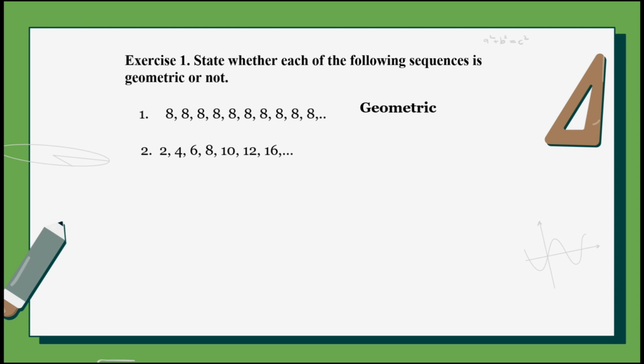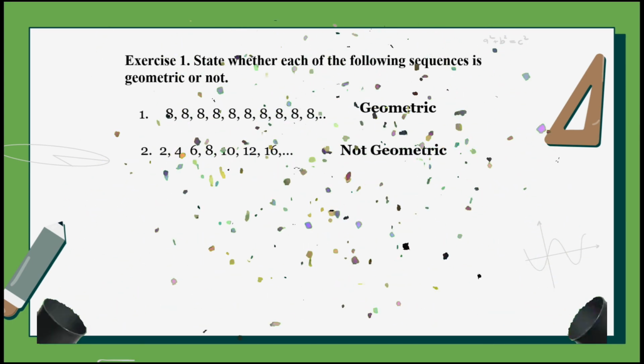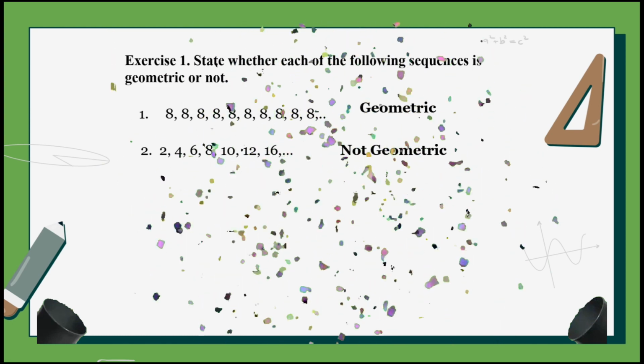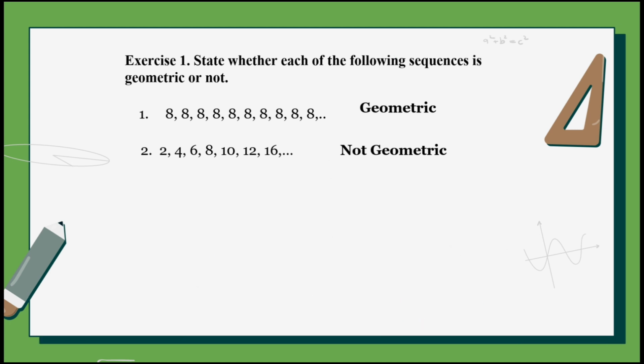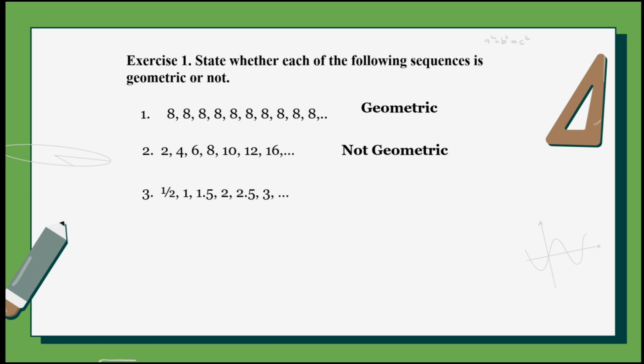Number 2. 2, 4, 6, 8, 10, 12, 16. And so on. Tama ka! Hindi ito isang geometric. So, the difference between consecutive term ay hindi pare-pareho at walang common ratio between terms. Hence, hindi ito isang geometric sequence. Let's go to the number 3.